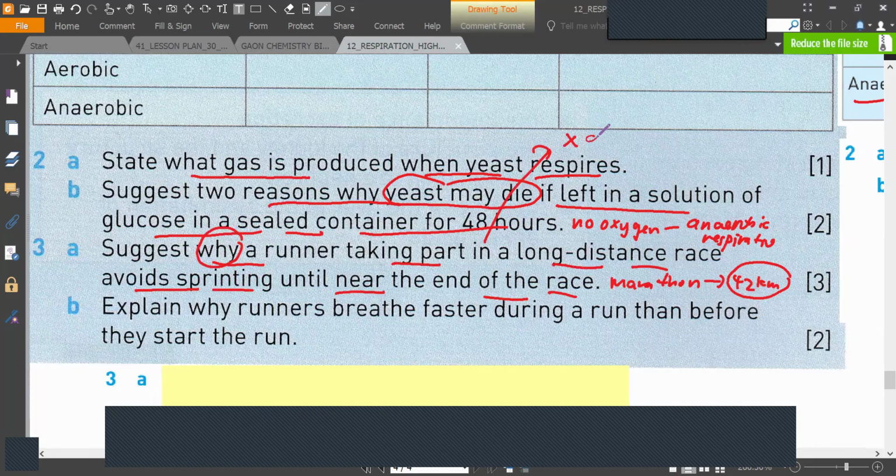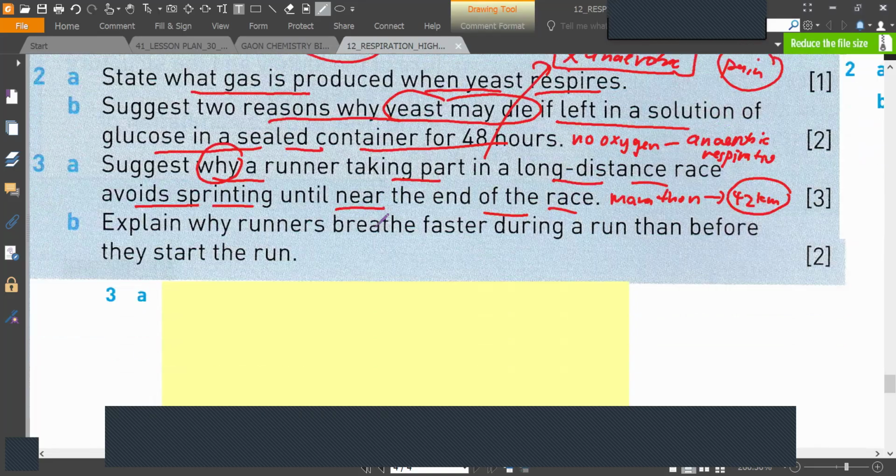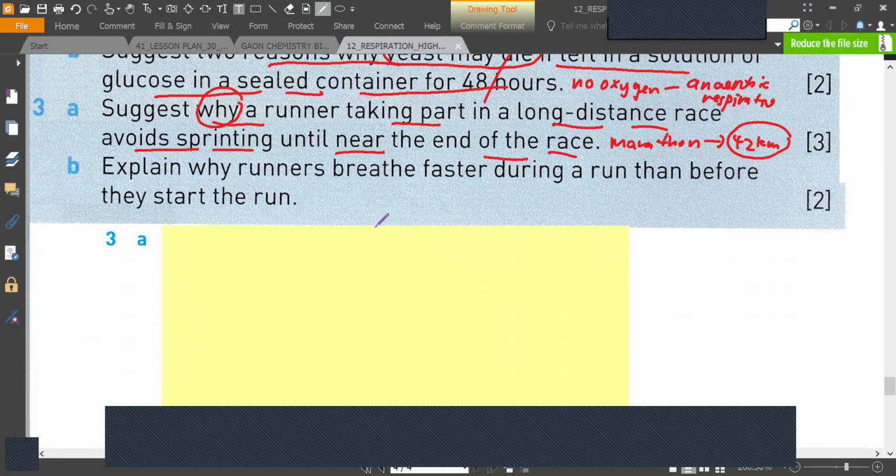they don't want to start the anaerobic respiration. Because if they start the anaerobic respiration, they will start to have muscle pain. That is not a good thing. So they want to maintain aerobic respiration most of the time, so that they can get to the end without too much muscle pain. So that's the idea.